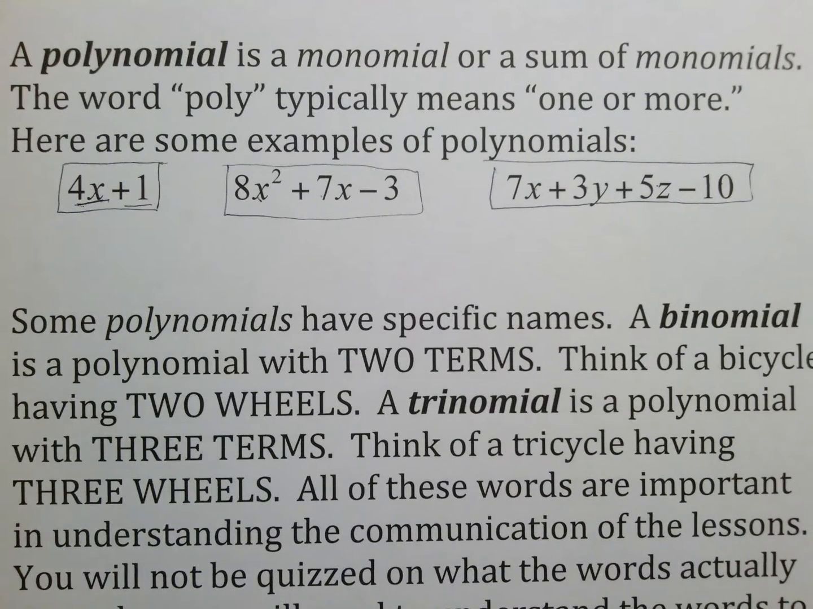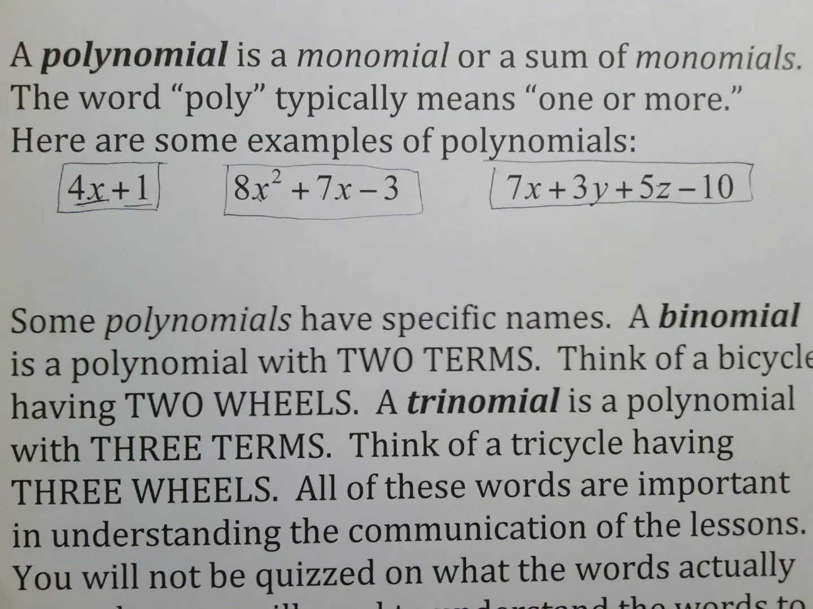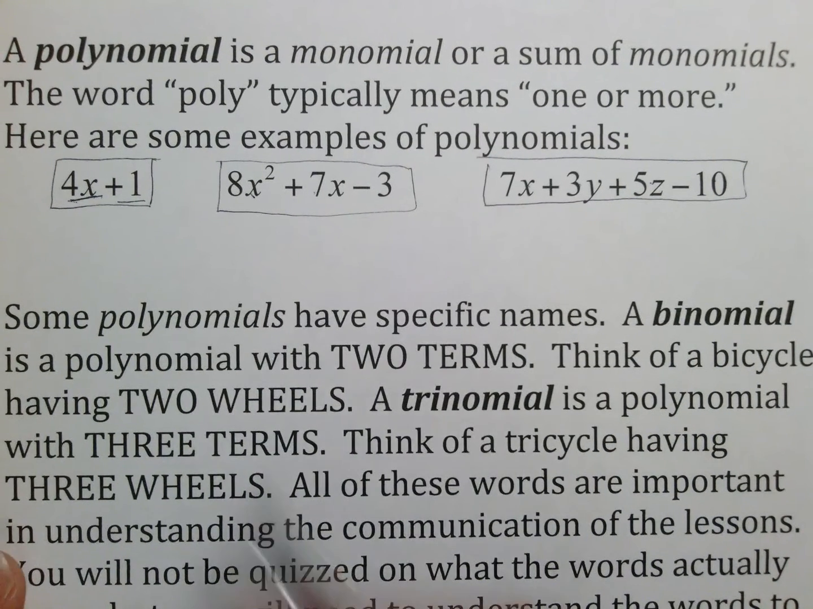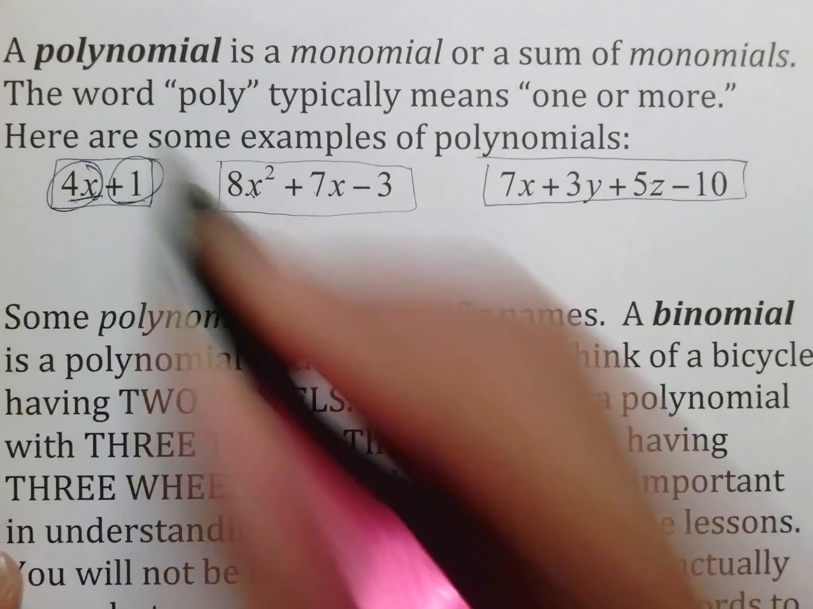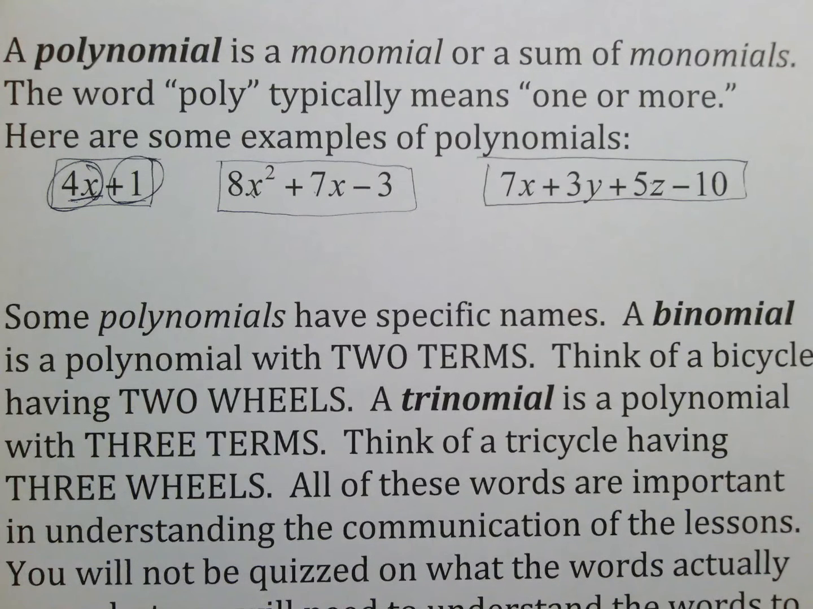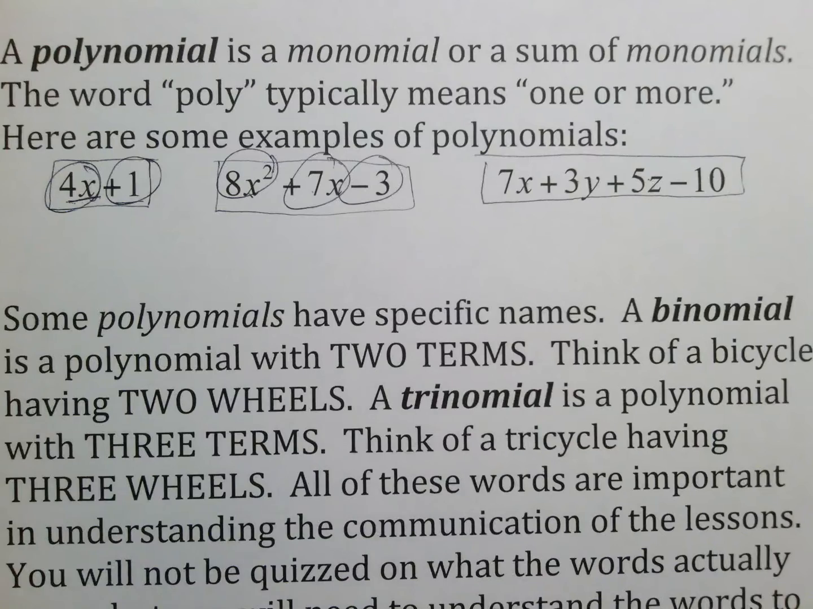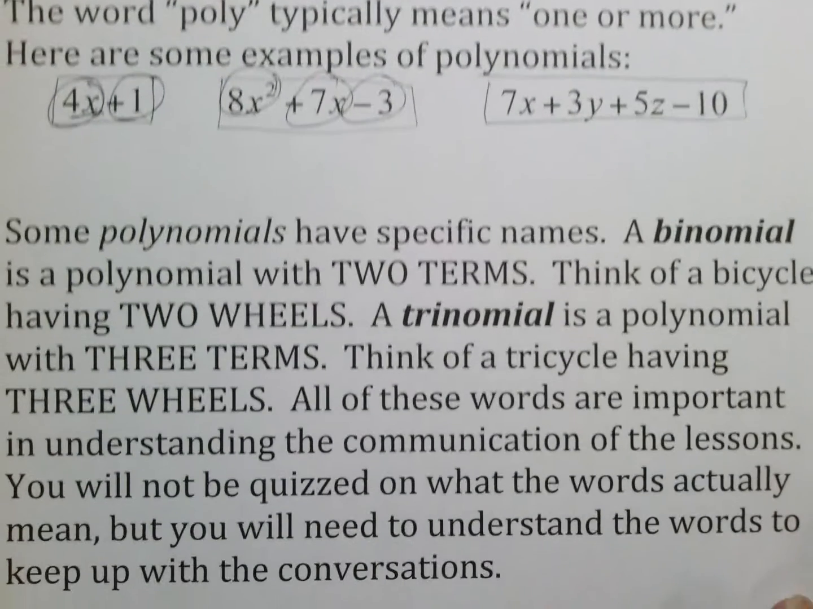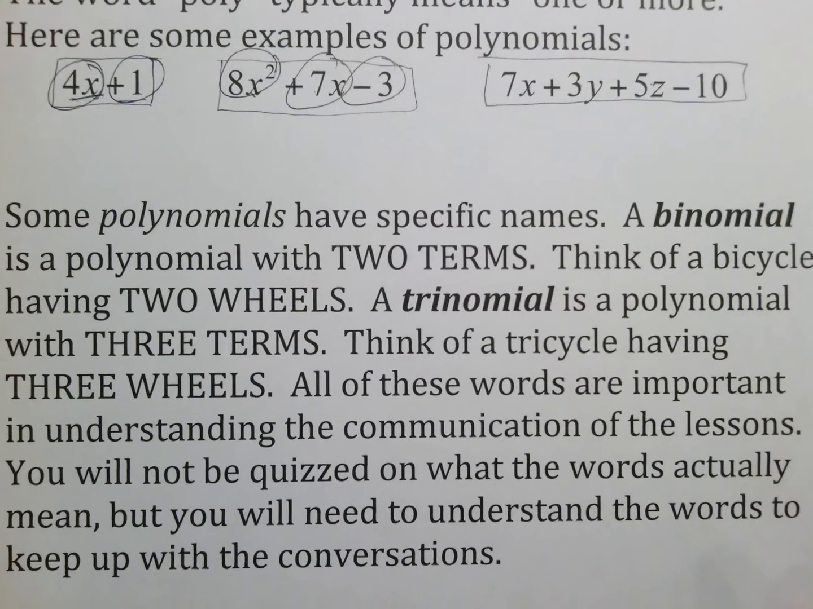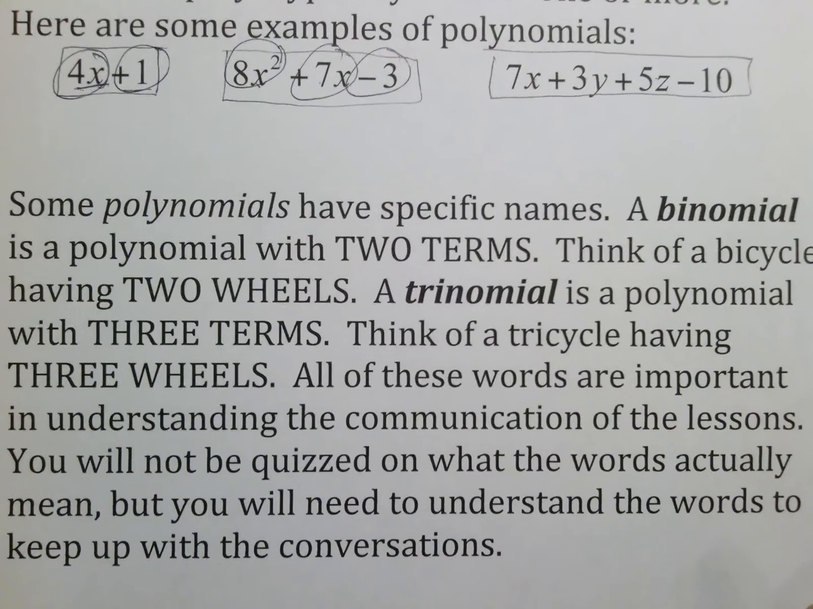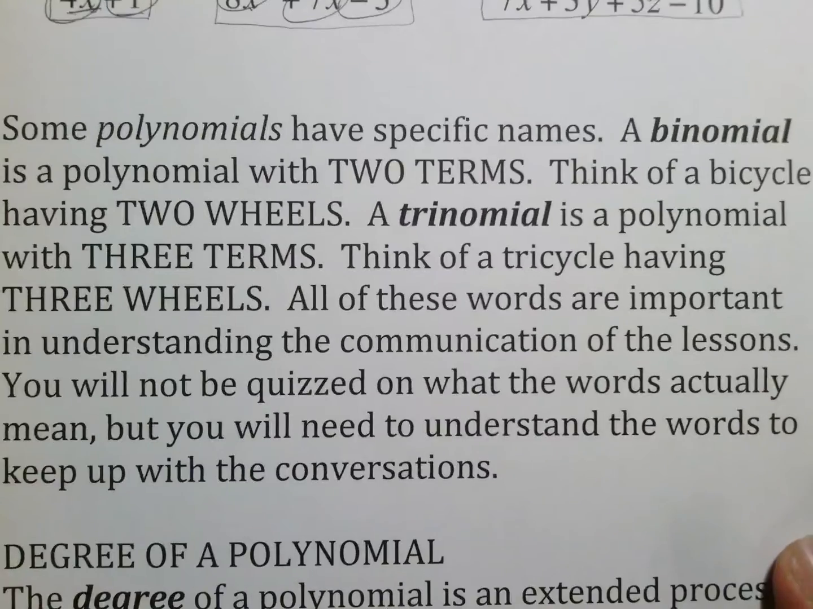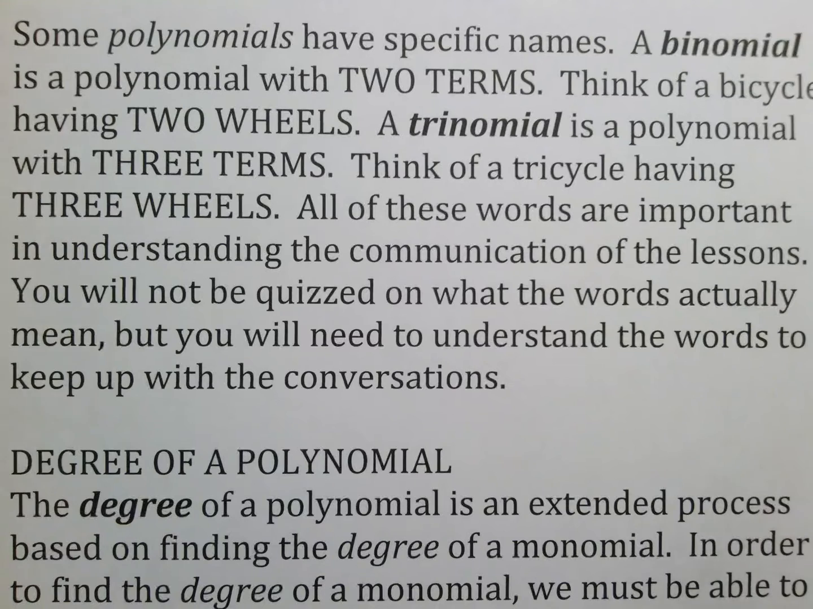Some polynomials have specific names. A binomial is a polynomial with 2 terms. If you think about a bicycle having 2 wheels, this is called a binomial because it's got 2 terms. So that would be a binomial there. Trinomial is a polynomial with 3 terms. If you think about a tricycle having 3 wheels, this would be considered a trinomial. And so those are words again that you need to kind of understand. All these words are important in understanding the communication. You will not be quizzed on what they mean, but you do need to understand at least the general idea of those words to keep up with the conversations that are going to be going on in class.